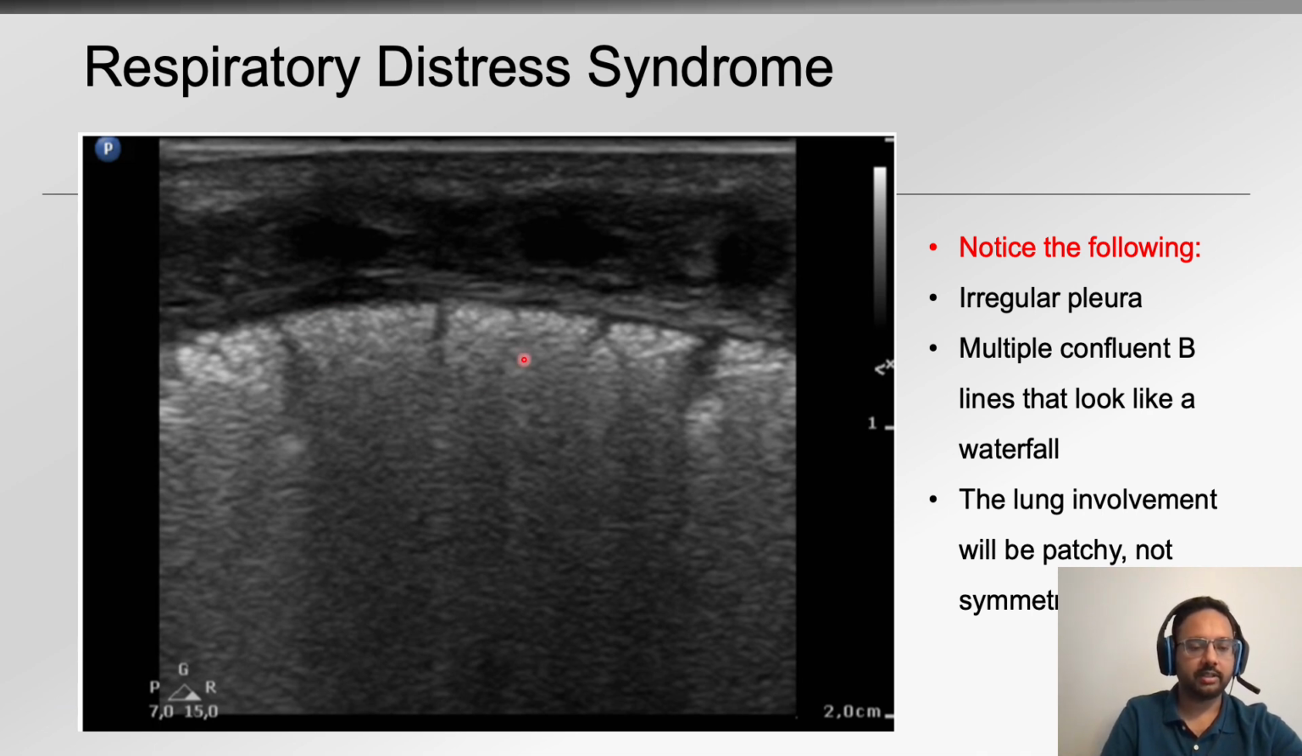The next image I have for you is a still image. It is not my picture. It is from one of the research papers. I want you to pay attention to a few different things. Notice how the pleura is irregular. It is jagged and broken down. There is a small subpleural consolidation right here. And then you see these confluent B lines that to me look like a waterfall of B lines. When I put this all together, for me, this is respiratory distress syndrome.